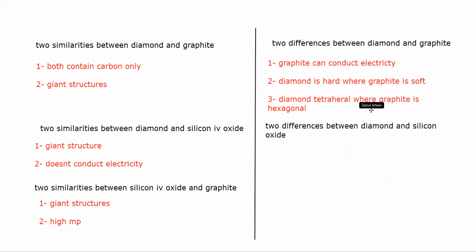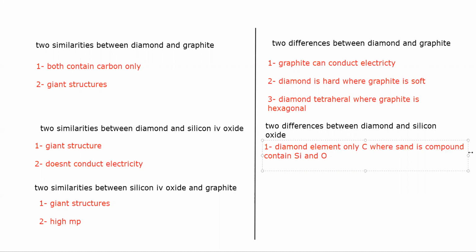Two differences. Diamond only has carbon atoms, while silicon oxide has silicon and oxygen bonds. Yeah. So basically, diamond is an element. Element means it contains identical atoms, whereas silicon 4 oxide is a compound. Because diamond is an element, it contains only carbon, whereas sand or silicon 4 oxide is a compound, which contains silicon and oxygen.